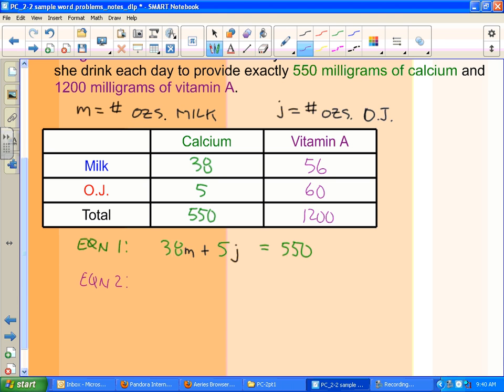Then we did the same thing for vitamin A. We had 56 times M, 60 J, 1200. Now we're going to solve it.